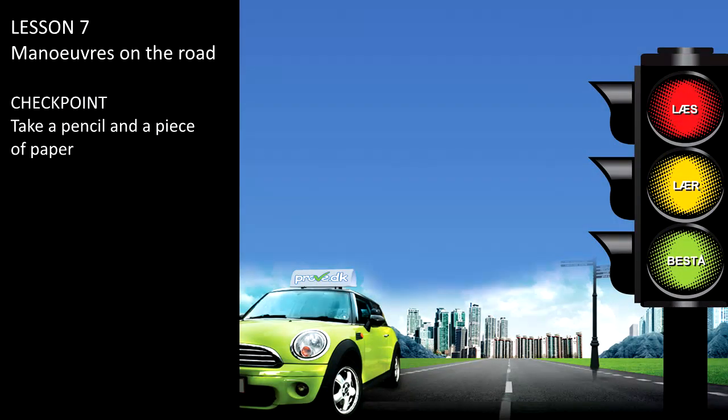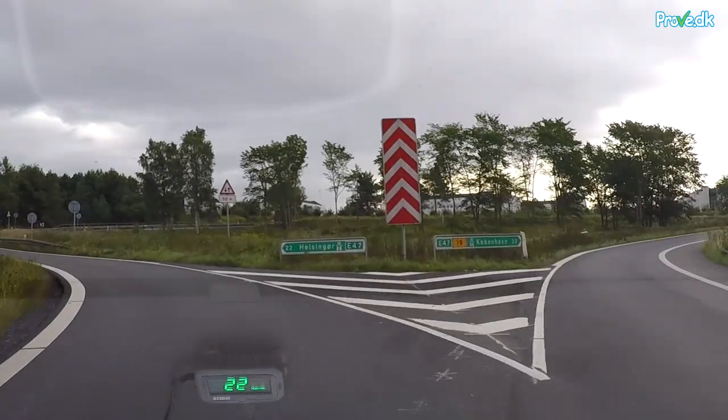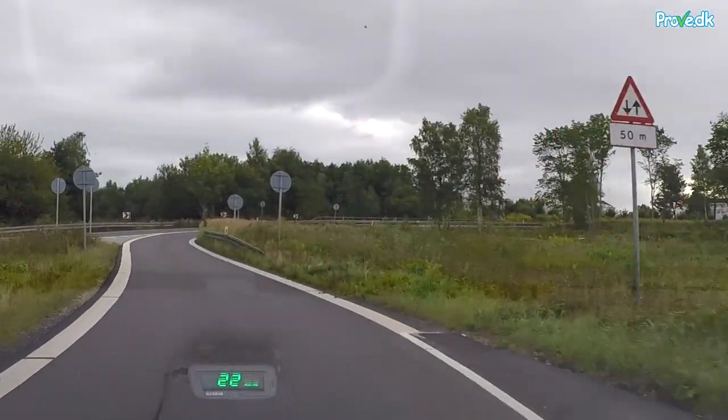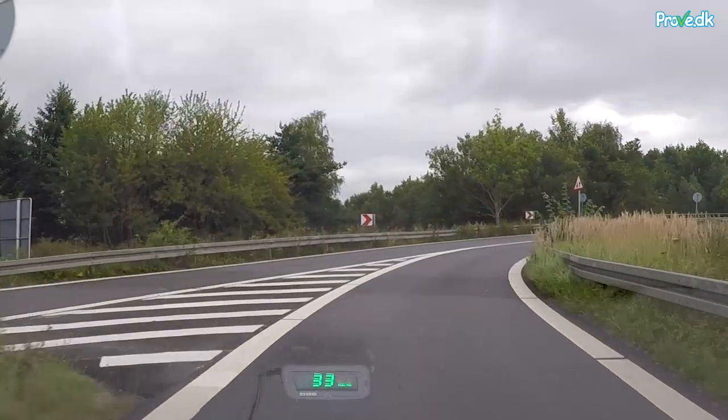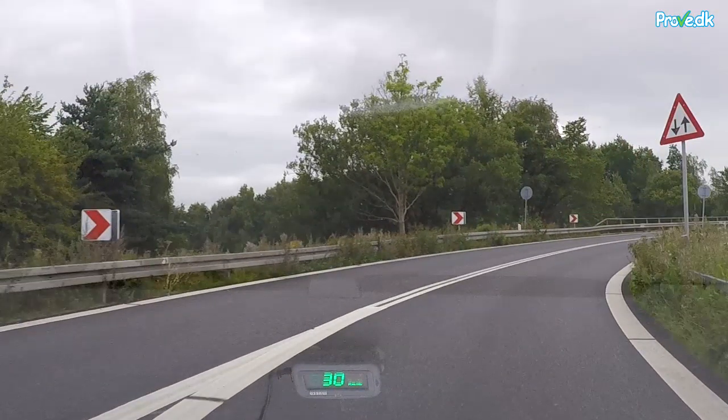Checkpoint. Take a pencil and a piece of paper. What does this traffic sign mean? I have the duty to give way to the oncoming vehicles. The oncoming vehicles have the duty to give way to me. A one-way road ends here. I have to pay special attention to the oncoming traffic.